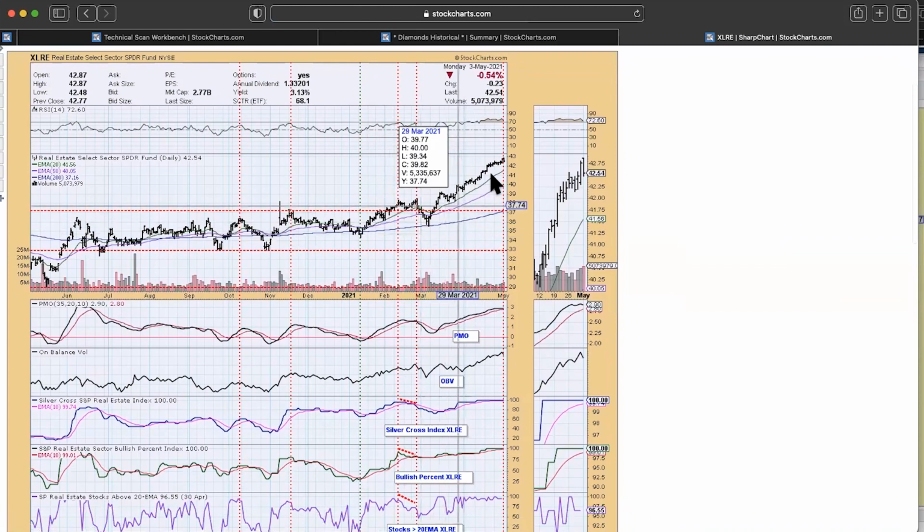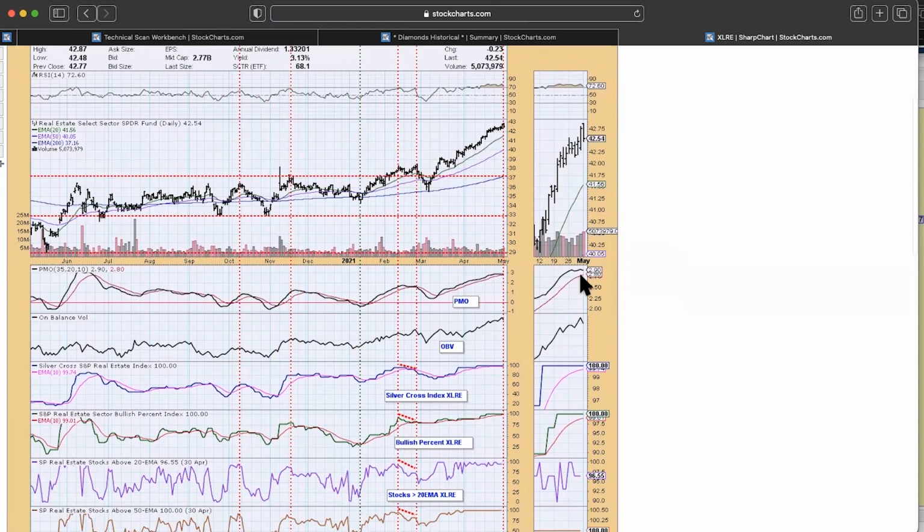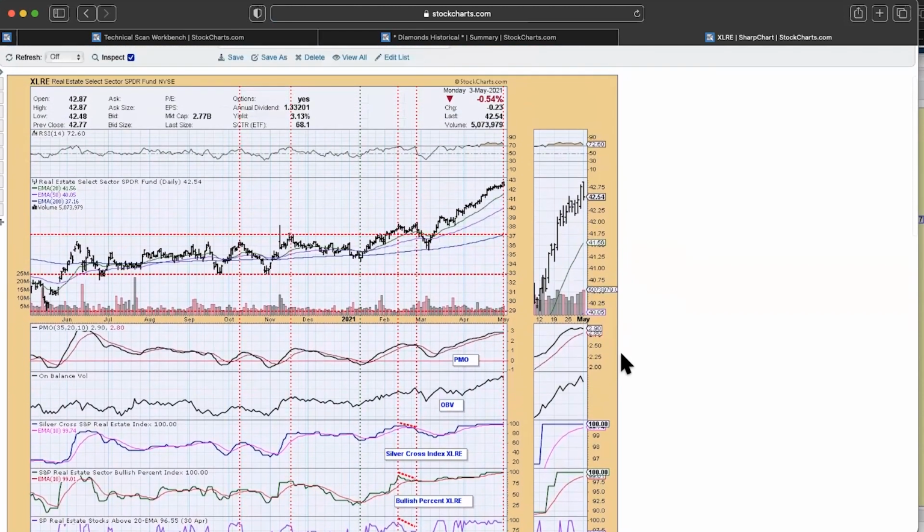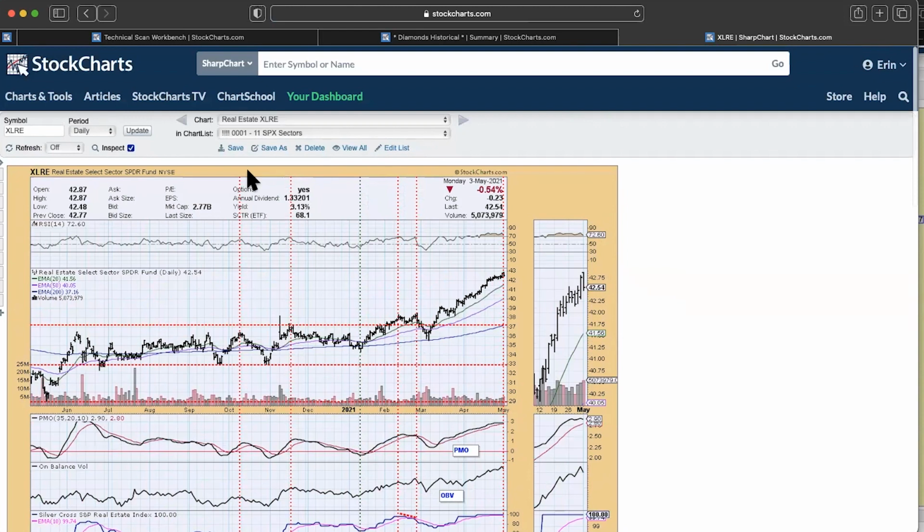And it's really been in a great rally. It's not even looking that toppy, I have to say. The PMO certainly is toppy, and we do have an overbought RSI right now. But as you can see, this has been overbought for 12, 13 trading days, so I'm not too concerned about that. We still have a lot of participation, 100% on the BPI, the Silver Cross Index. So it's still got a lot of strength in there. It might be getting ready to run out, but I found this particular diamond of the week and I just couldn't resist.